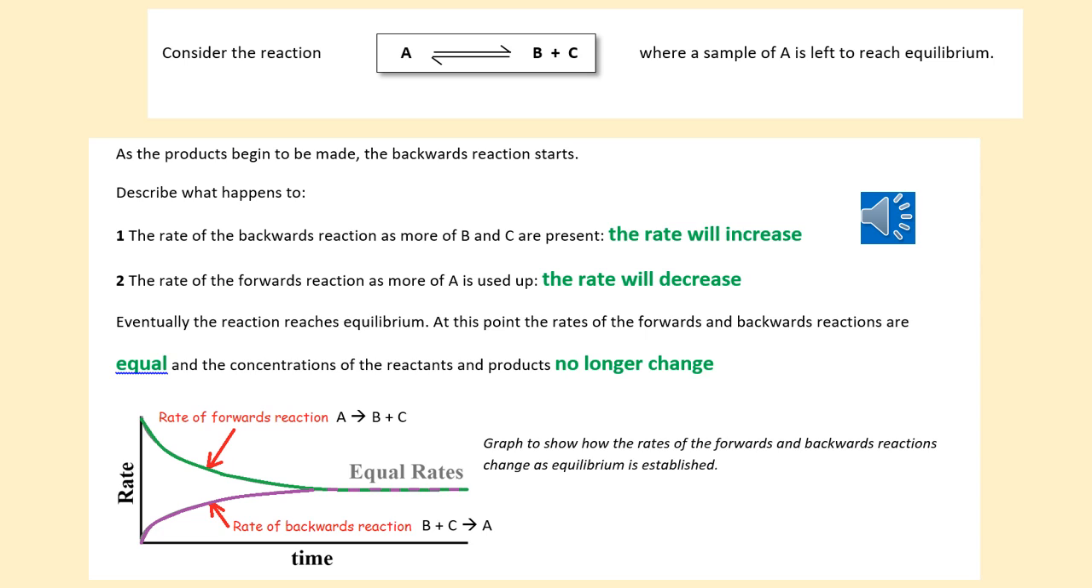Now, a mistake that some people make in their exam is that they write the same thing for the rate and for the concentration. So they'll say at equilibrium the rates are equal and the concentrations are equal. And that second one is wrong. The concentrations will get to a certain level and then they will stay there. So we're not saying the concentration of A, B and C are the same. They will all be different, but once we're at equilibrium, the concentrations of those three will no longer change.